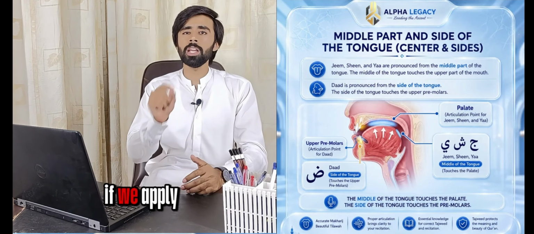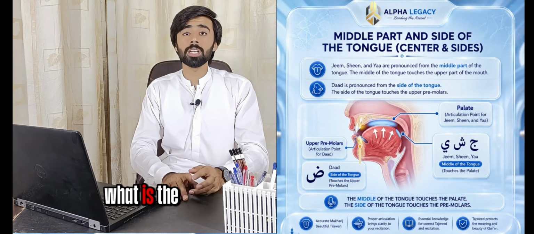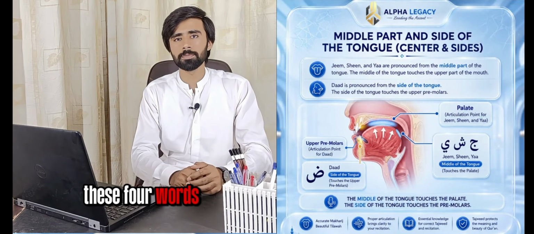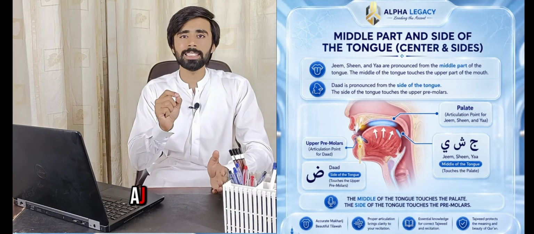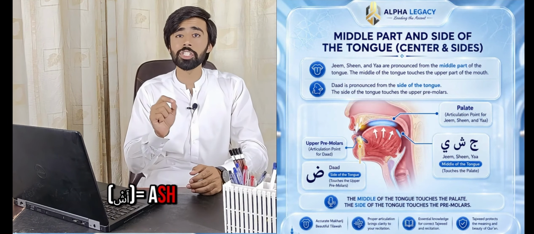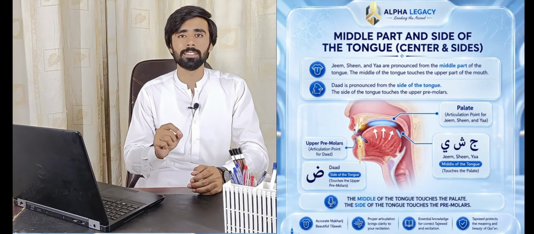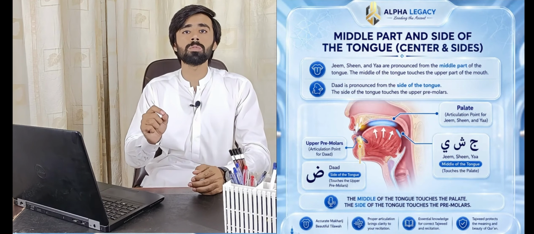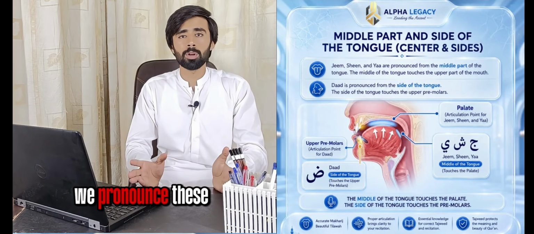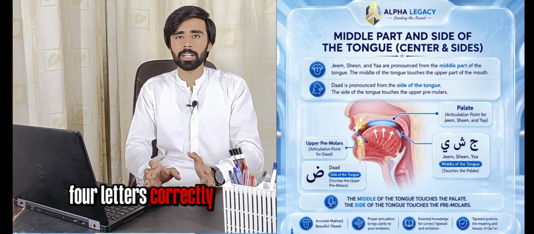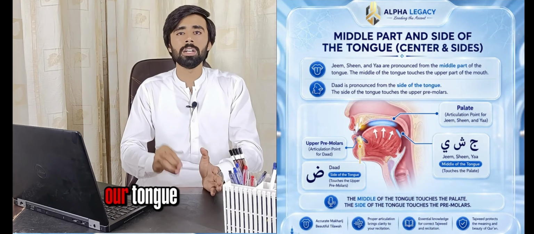And if we apply that rule on these 4 letters, then we can know what is the correct pronunciation of these 4 letters. And that rule is Hamza Fatha Jeem Aj, Hamza Fatha Sheen Ash, Hamza Fatha Ya Ay, Hamza Fatha Daad Al. You can see that even in a very easy and simple way, we pronounce these 4 letters correctly. So what is the makharij of these 4 letters? The center of our tongue.